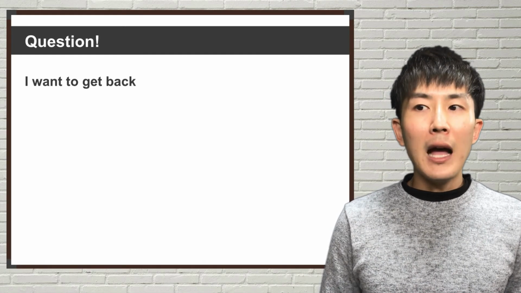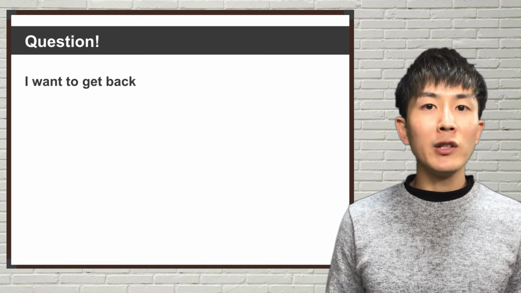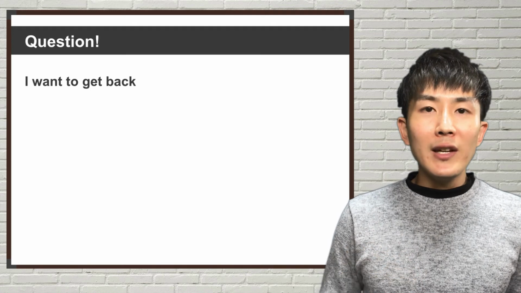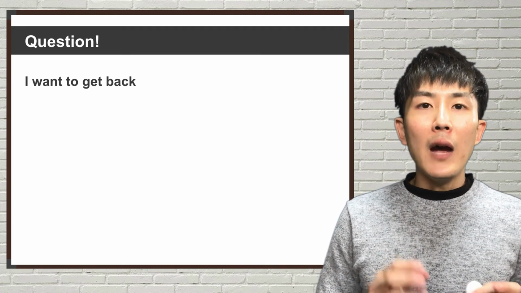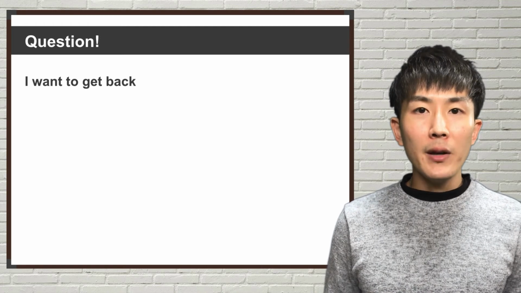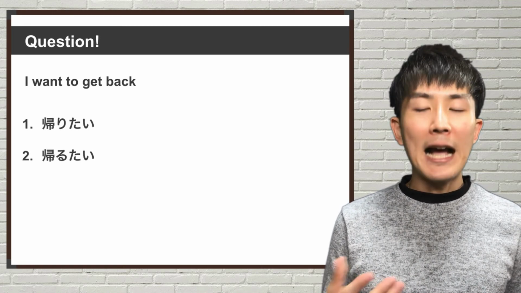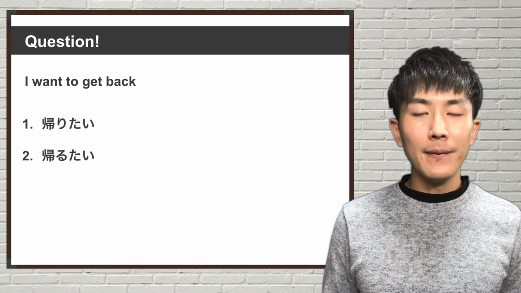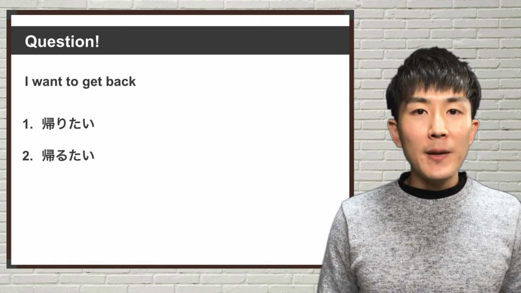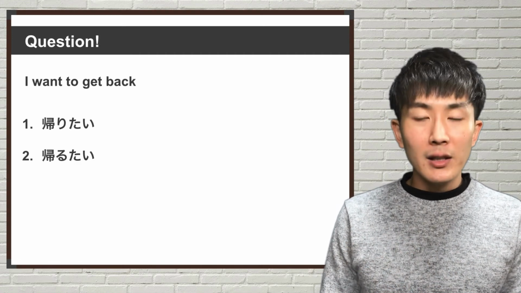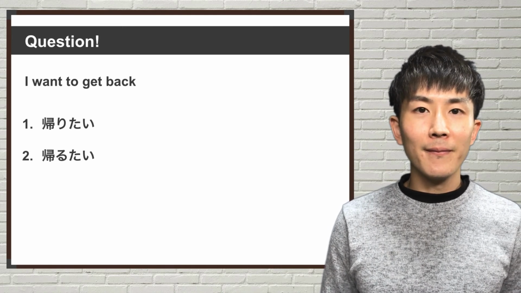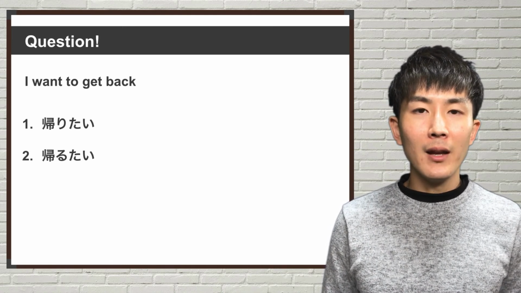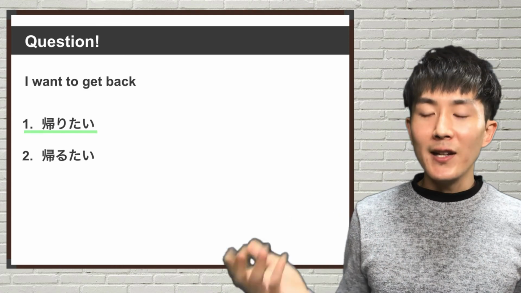Okay, finally, I'm going to give you one question for reviewing today's lesson. The question is here. There is one English sentence, "I want to get back." Then there are two Japanese sentences, 帰りたい and 帰りたい. Then, which Japanese sentence do you think is correct? I'll give you 5 seconds. Okay, are you done? The answer is here.